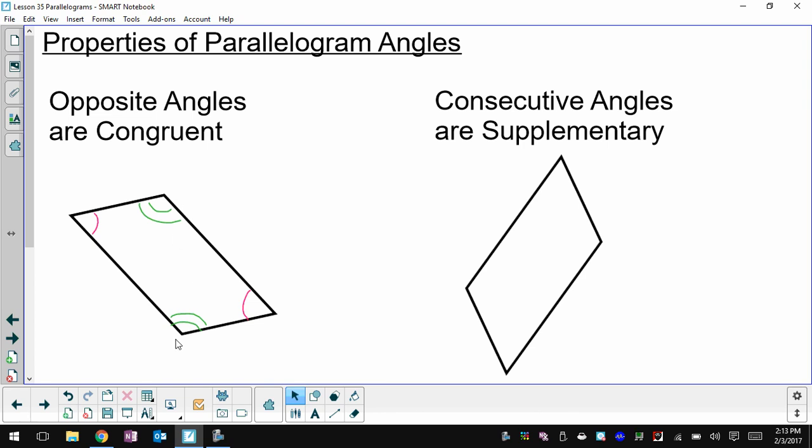Similarly, opposite angles are congruent. So these two angles across from each other are congruent to each other, and these two are congruent to each other. And consecutive angles are supplementary.